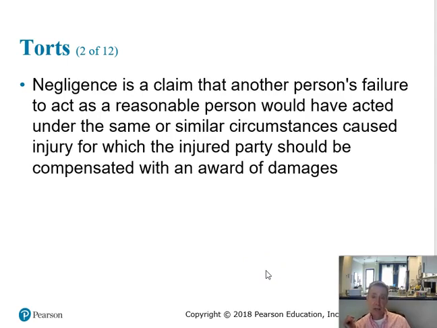Okay, negligence is a claim that another person's failure to act as a reasonable person, remember that reasonable person, would have acted under the same or similar circumstances, caused injury for which the injured party should be compensated with an award of damages. Okay, you're driving, your brakes are bad, but you continue to drive, and there's an accident because of your faulty brakes. So that's negligence because a reasonable person would have gotten their brakes fixed before driving the car.